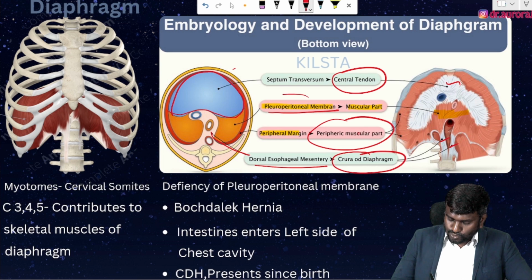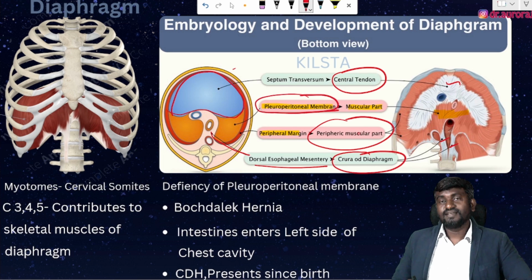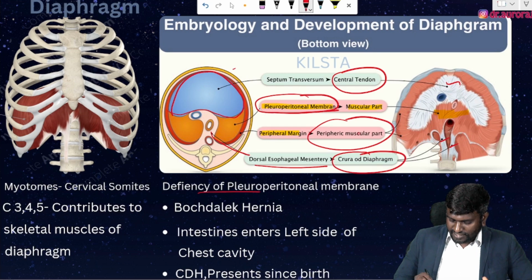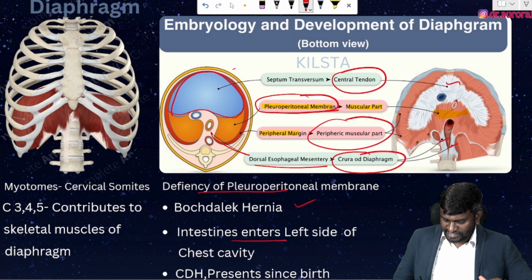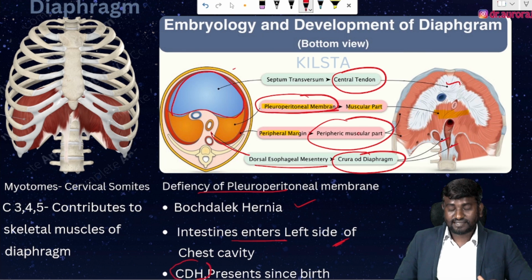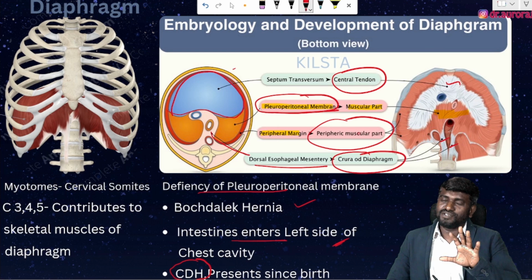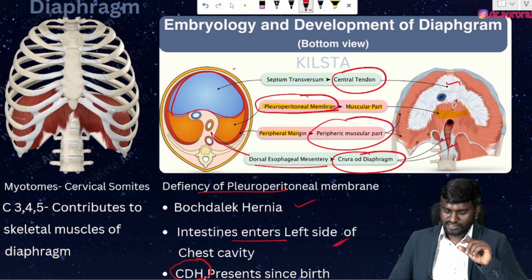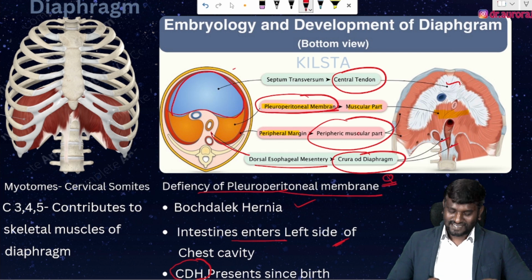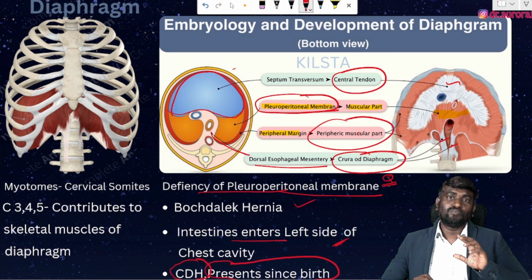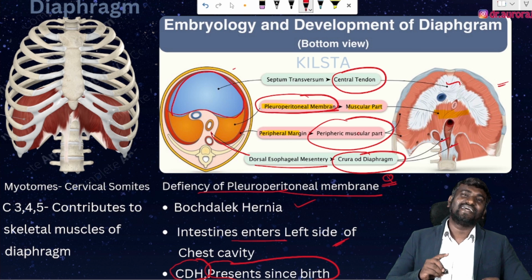Now remember, this pleuroperitoneal membrane, if it is deficient, it leads to a condition called as what? Bochdalek hernia. It is when the intestine enters the left side of the chest cavity. Could be called as what? Congenital diaphragmatic hernia, CDH. I'm pretty sure you would have heard it. It is due to absence or deficiency of what? Pleuroperitoneal membrane. Please remember, it has been asked multiple times. This condition usually presents since birth. It is very important to study the embryology of diaphragm.